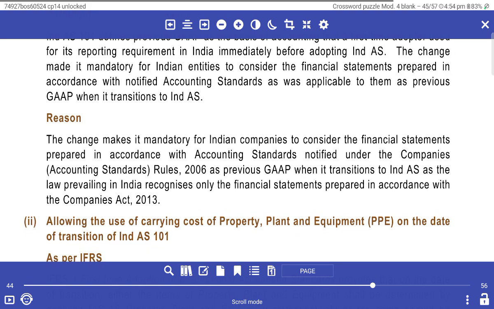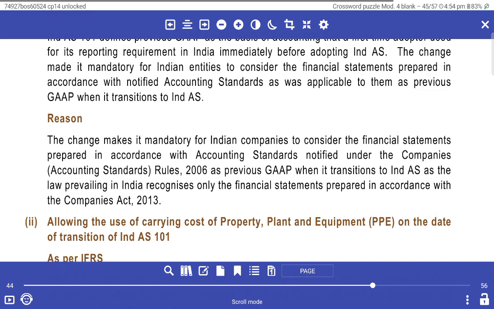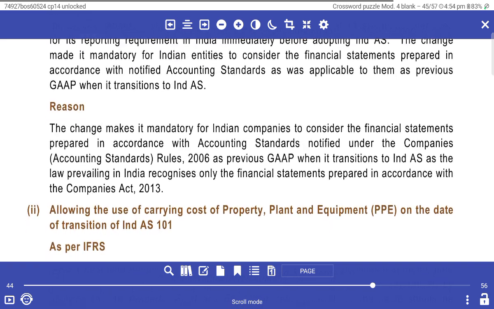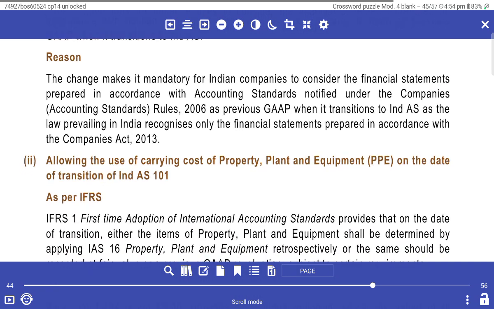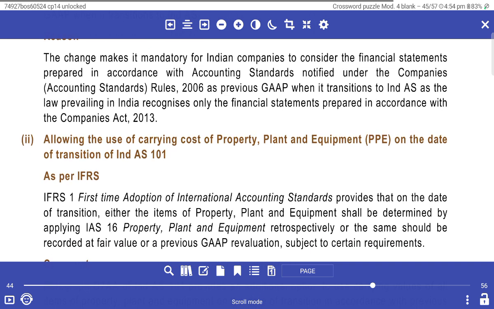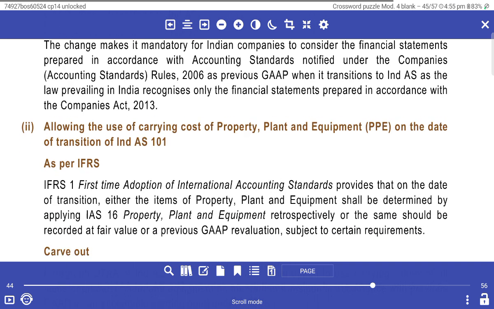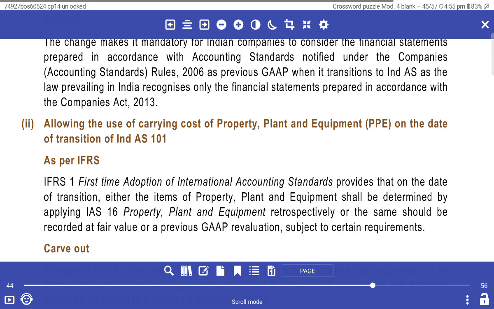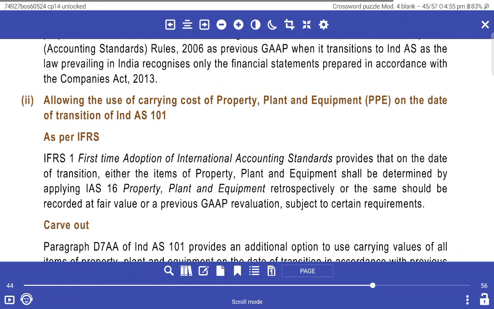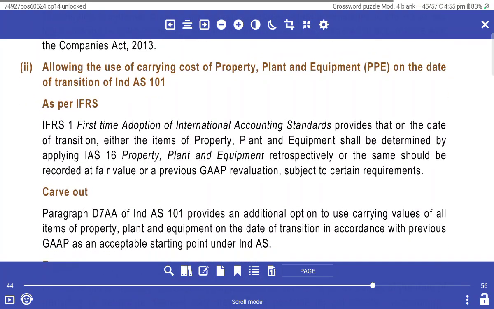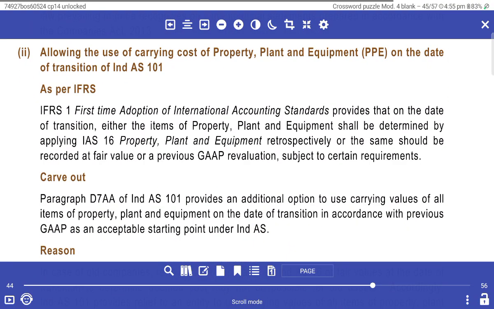The change made it mandatory for Indian entities to consider the financial statements prepared in accordance with the notified accounting standards as applicable to previous GAAP when transitioning to Ind AS. The reason is that the change makes it mandatory for an Indian company to consider the financial statements prepared in accordance with the accounting standards notified under the Companies (Accounting Standards) Rules 2006 as previous GAAP, as the law prevailing in India recognizes only the financial statements prepared in accordance with the Companies Act 2013.